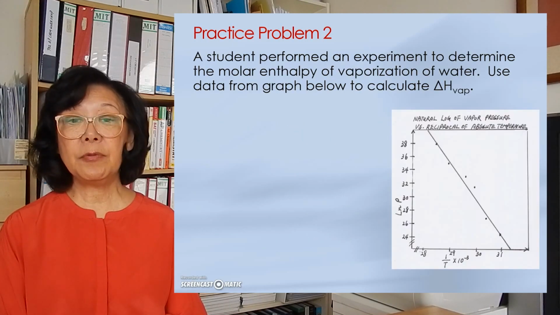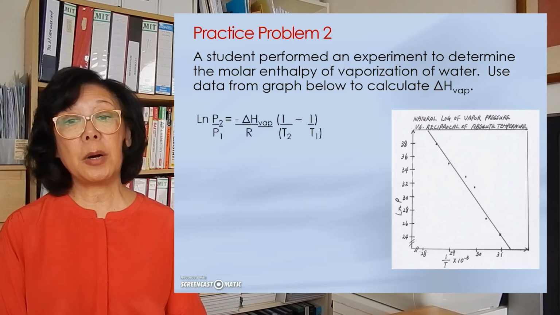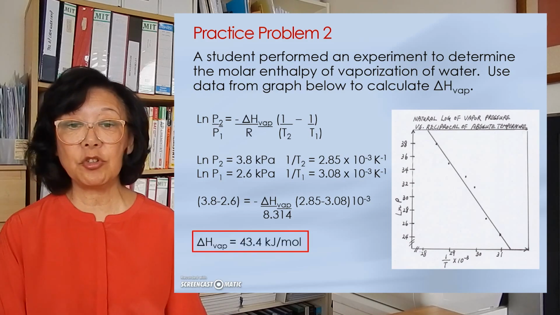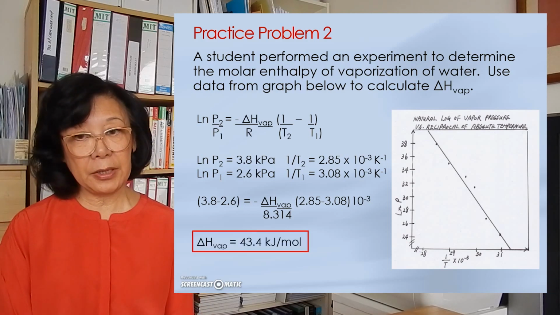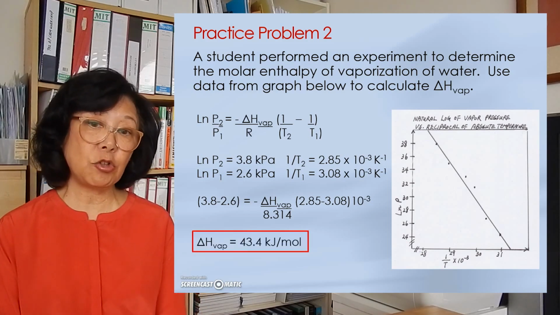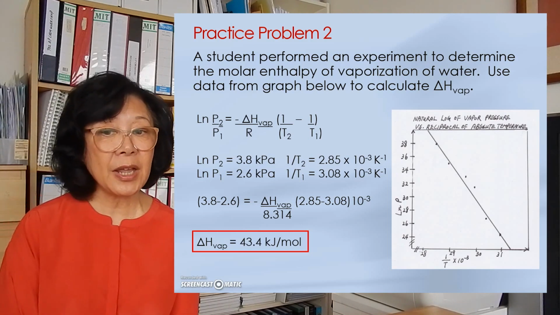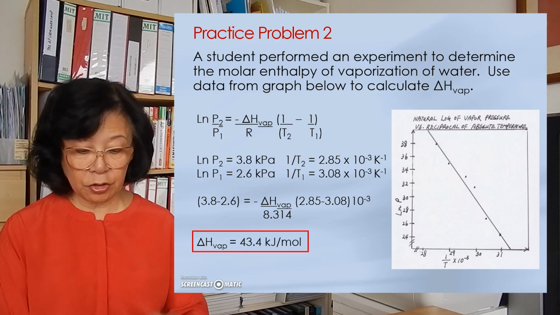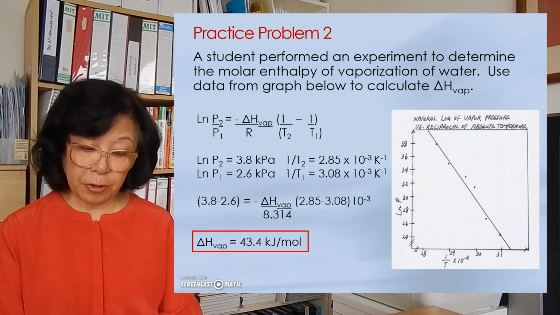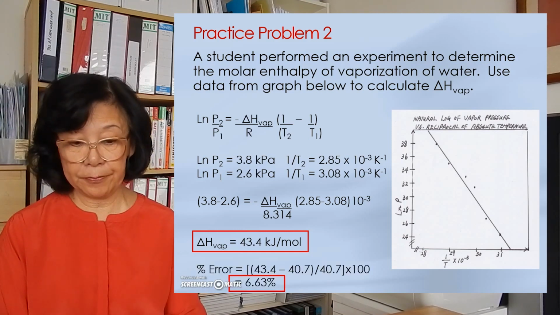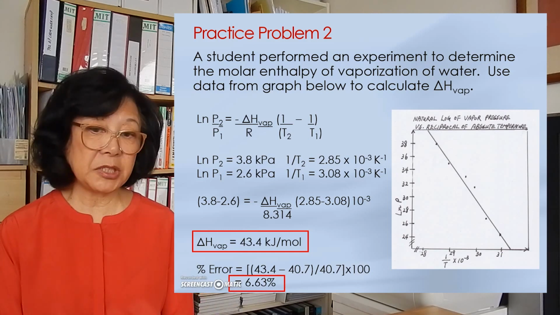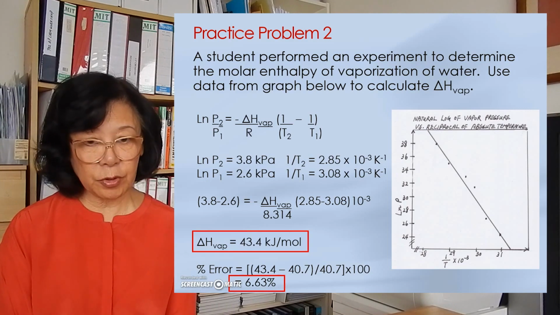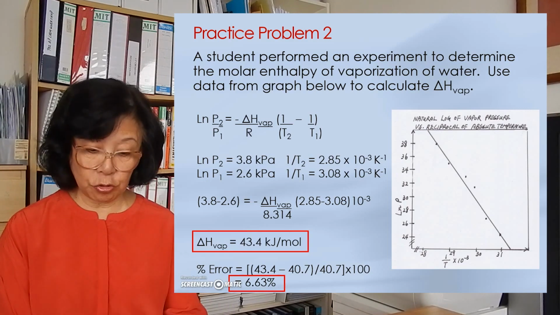And so if we can do an experiment to obtain data in terms of vapor pressure and temperature, then a graph can be plotted, and from the graph we can extrapolate two points, being the x and y coordinates, and plug them into the equation and calculate the enthalpy of vaporization, being 43.4 in this particular experiment. And the percent error is 6.63% because the actual molar enthalpy of vaporization of water is 40.7 kilojoules per mole.